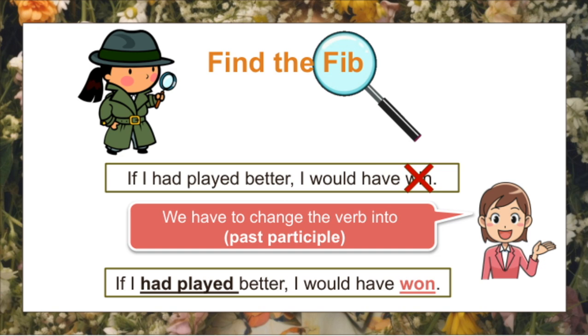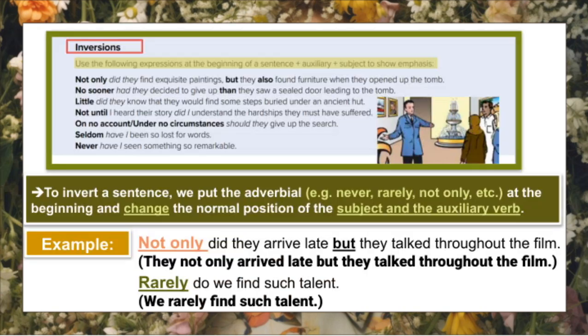Now, let's see if you can spot the mistake and find the fib in this example. Rarely do we find such talent. This phrase highlights just how exceptional this individual is. When we say, rarely do we find, we're using an inverted sentence structure, which is a bit more formal and emphasizes the rarity. It's a great example of how changing the usual word order can add emphasis and variety to our language.